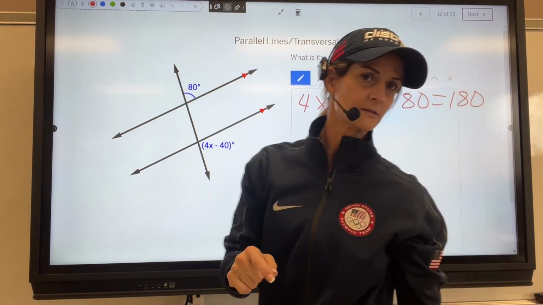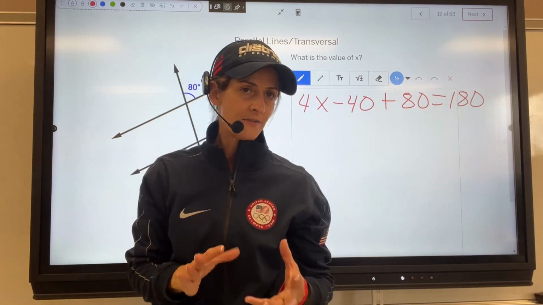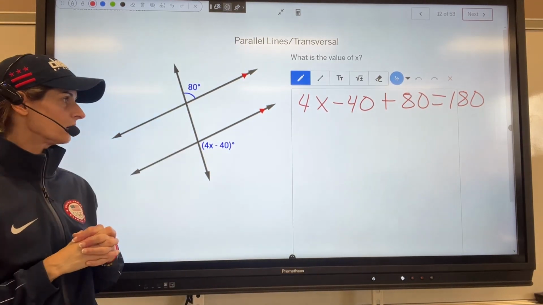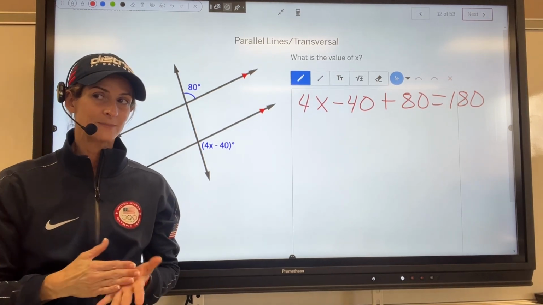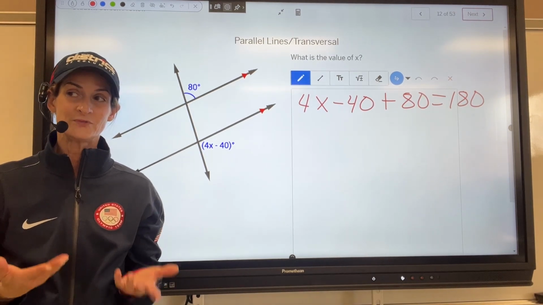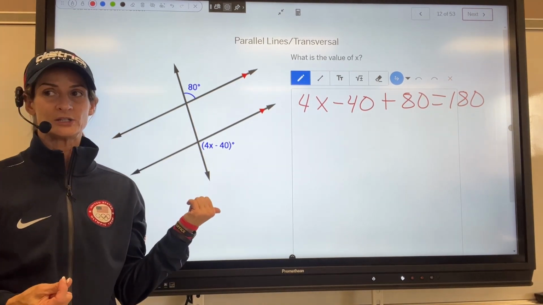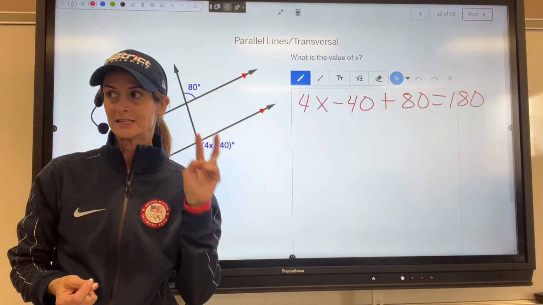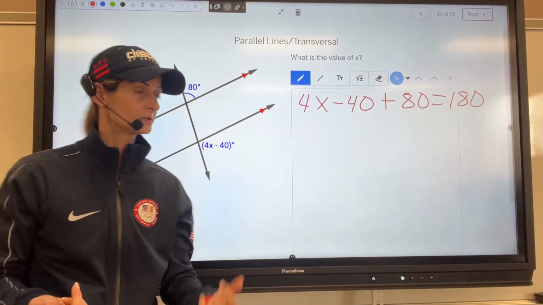Solve for x. So really, for a lot of these relationships, you're trying to figure out if the angles are congruent or they're supplementary. Once you figure that out, you can write your equation. So you're either setting them equal to each other or adding them up and setting them equal to 180. Those are your two options.